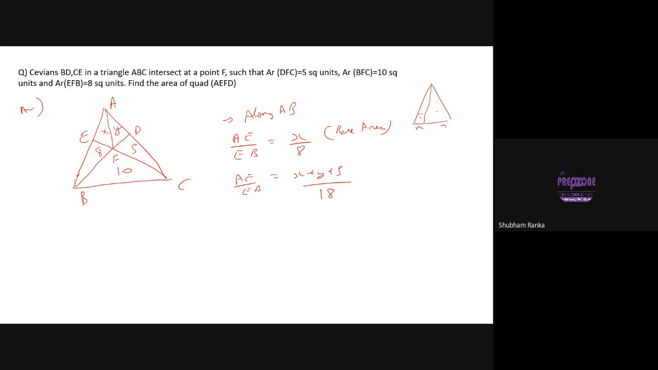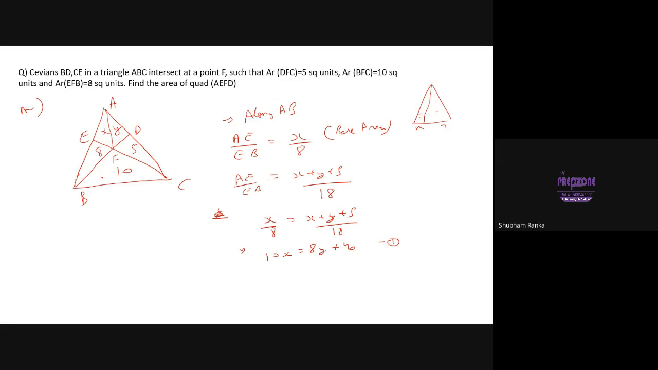For the smaller triangle, this was x by 8. For the AFB triangle, it was x by 8. Because they lie on the same base, x by 8 is equal to x plus y plus 5 by 18. So basically that gives us one relation at least, which is 10x will be equal to 8y plus 40. Yeah, so this is one.